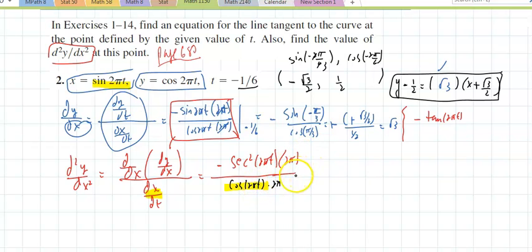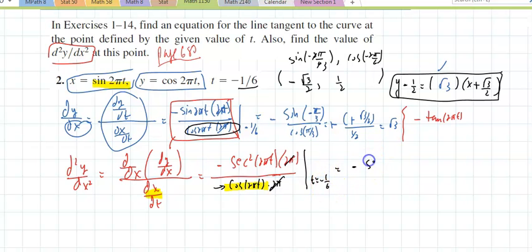Now, I want to point out the reason I'm not copying this, which is the same. Sometimes you reduce that, and that will change. Just be careful with that. Those under each other, evaluated at t equal negative 1 over 6.